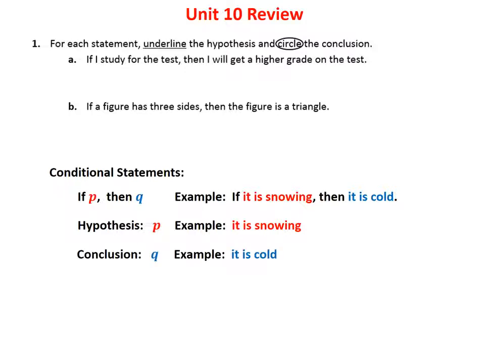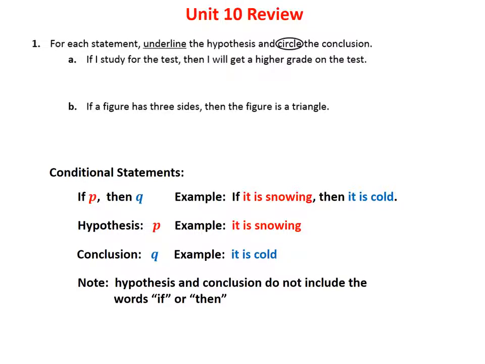Note, by the way, that for technical reasons, the hypothesis and the conclusion do not include the words if and then, because we may be switching them later on. But in the form if P then Q, if it is snowing is the hypothesis, then it is cold is the conclusion. So the key words you're looking for are if and then. The hypothesis has the if and the conclusion has the then.